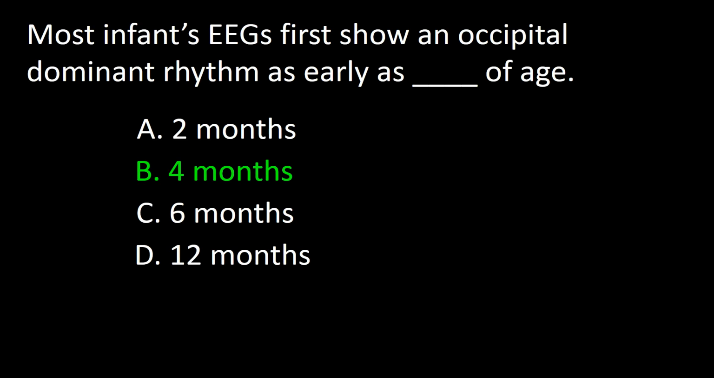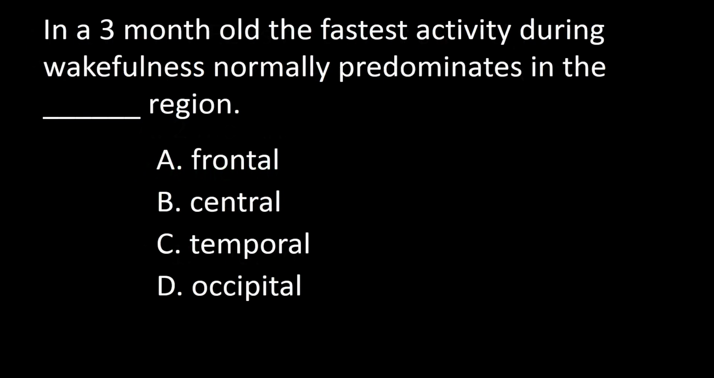B. Next question. In a 3-month-old, the fastest activity during wakefulness normally predominates in the dash region: A frontal, B central, C temporal, D occipital.